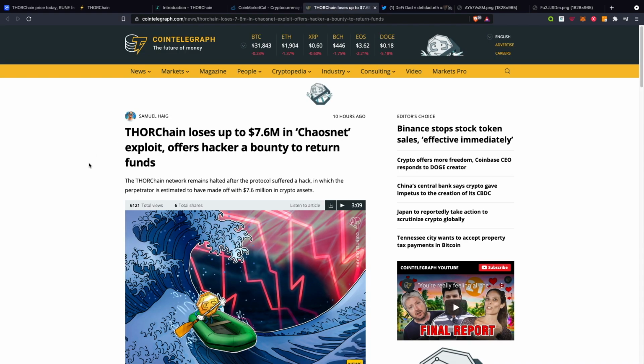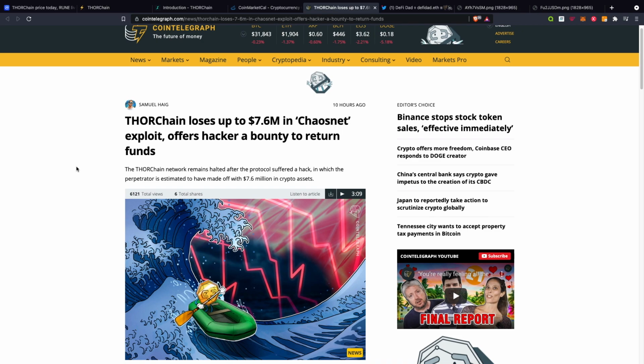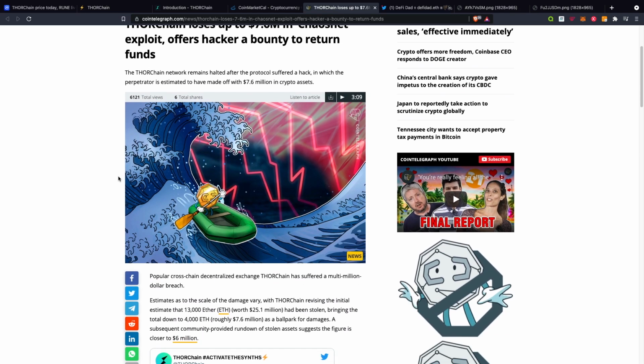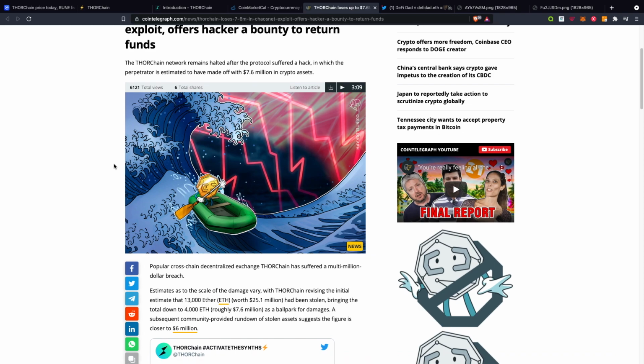In terms of some negative news that actually happened, as you guys can see, THORChain loses up to $7.6 million in Chaosnet exploit, offers hacker a bounty to return funds. So unfortunately it has been hacked recently, but don't worry guys, I will show you a tweet later on that it has been resolved now.